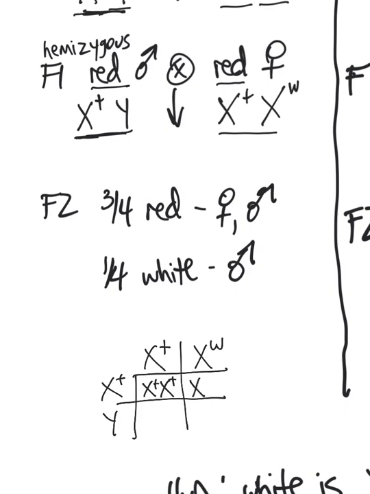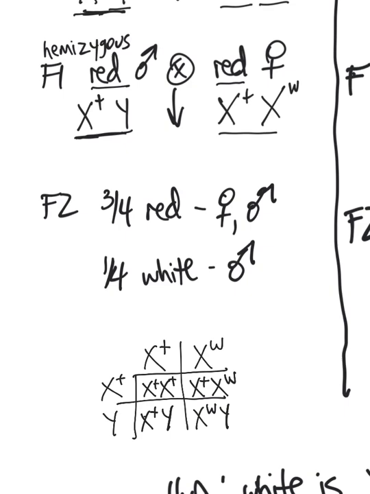In the next square, we have an X plus X white. That would be a heterozygous female. And just like we see in the F1 female, that would be a red-eyed female. Down in the bottom left, we have X plus and Y. So that would be a male, and that would be a red-eyed male. And then finally we have X white and Y, and that would give us a white-eyed male.